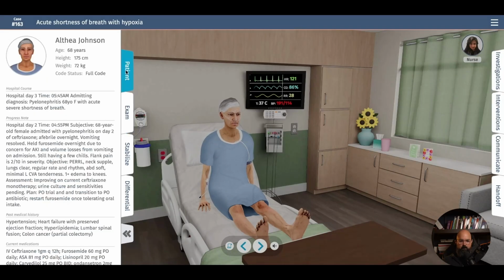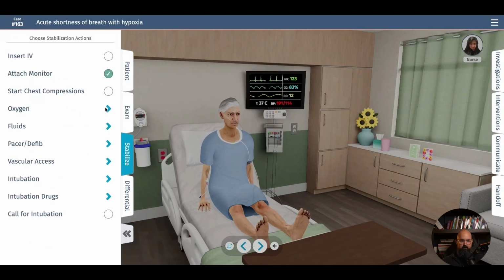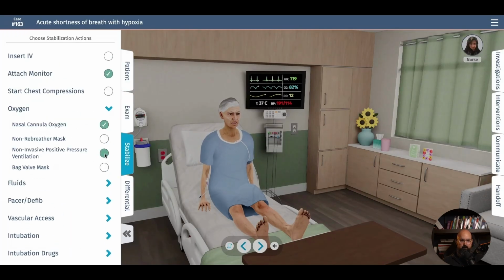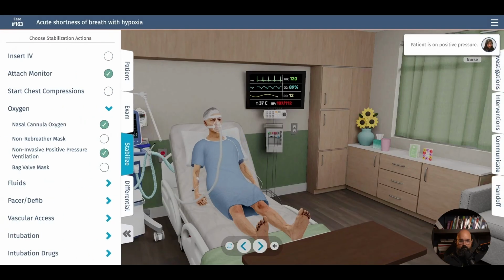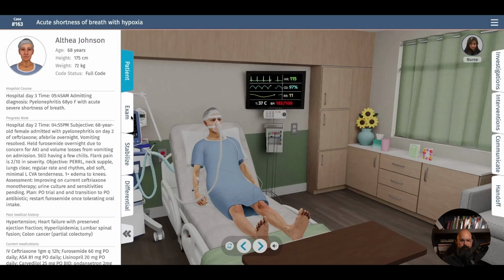Okay. Can she talk to me? She's not looking so good. I think she's tiring out. Okay, back to stabilization. Let's get her on some positive pressure ventilation. All right, yes, we're plummeting there for a second. Good, patient is on positive pressure. Still tachycardic, but SATs are good, up to 98% now with a rate of 11. Still hypertensive. Okay. So I think we're at a more stable place now.